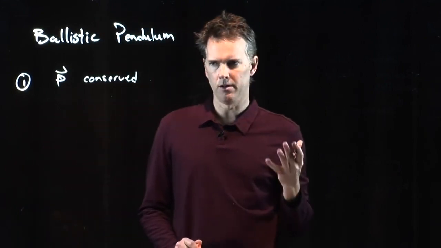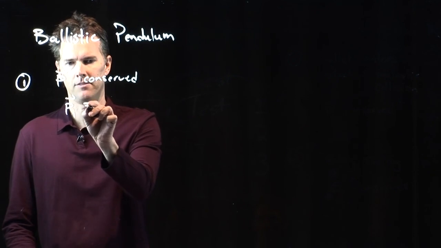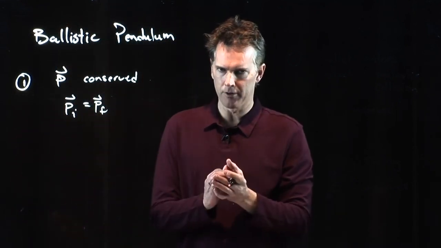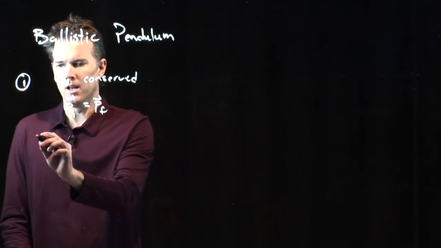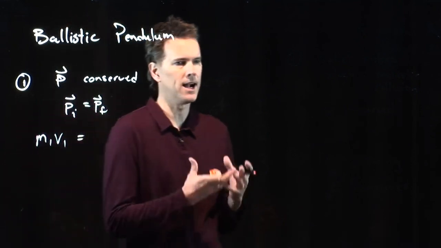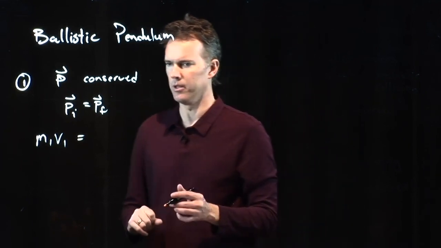So the first part is conservation of momentum. The initial momentum has to equal the final momentum. This is immediately before and after the collision between the bullet and the block. Initially, all we have is the bullet moving. The block is just hanging there at rest. So on the left side, we just have m1 v1.